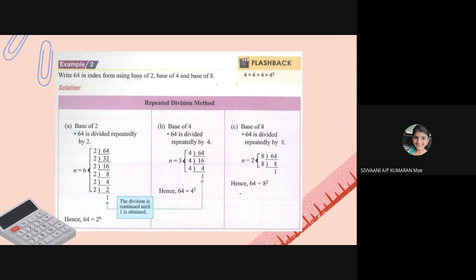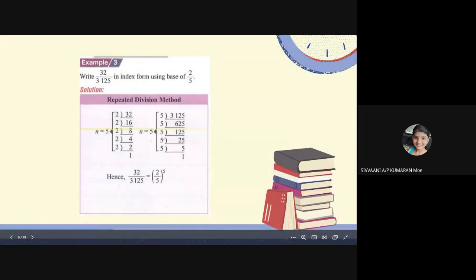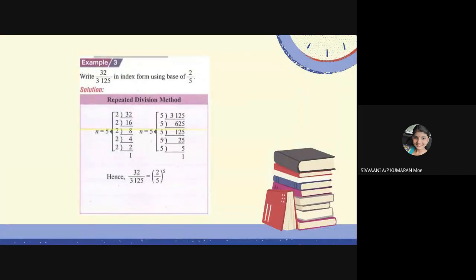Let's look at another example. Write 32 over 3125 in index form using base of 2 over 5. You have to use repeated division by 2 and 5. Hence, 32 over 3125 equals 2 over 5 to the power of 5.